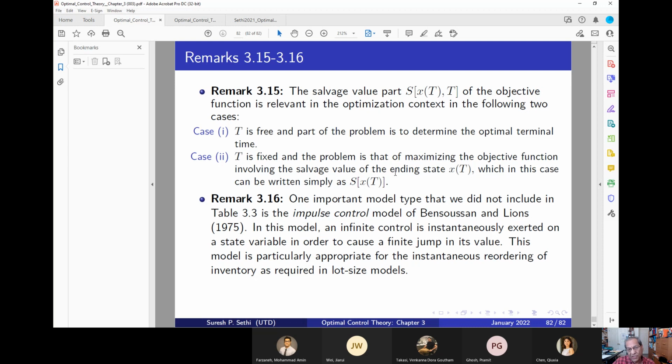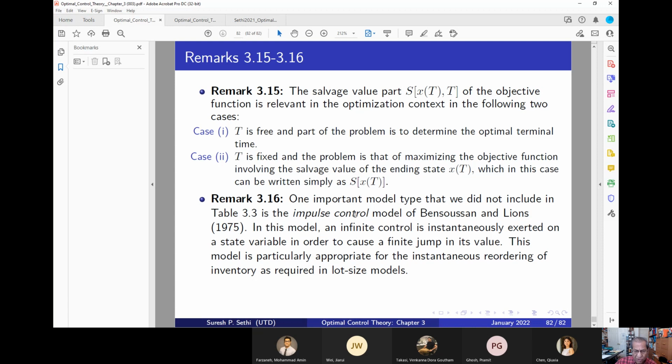But in order to have a uniform notation, I have started right from the beginning, even though T is fixed, with this formulation. The reason I've given this formulation is to also cover case 1, where this T makes sense. But it only makes sense in these two cases. Otherwise, you don't need a salvage value altogether, because then T is fixed and XT is fixed. The salvage value when XT is fixed is not necessary.